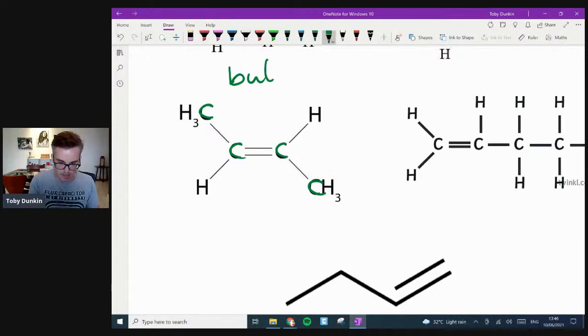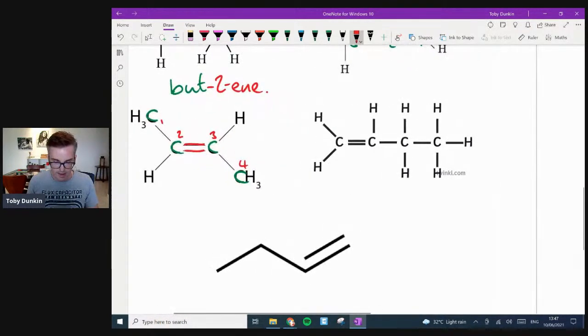Next one, number of carbons in the chain, 1, 2, 3, 4. This is a but, but this time it's got a carbon-carbon double bond in it, and it's between carbons 2 and 3. This is but-2-ene, and it needs the number 2. At GCSE, they actually don't care if you don't include it. They will allow you to simply call it butene, but it's better for me to teach you to do it properly rather than to do it badly.